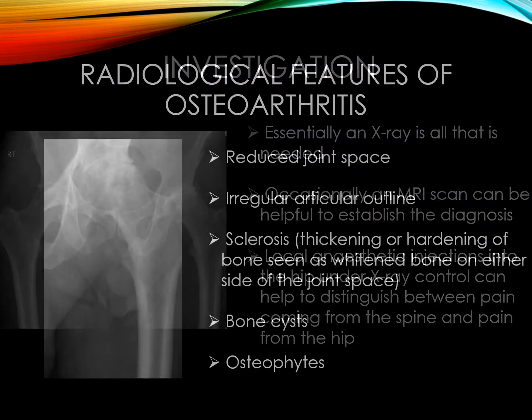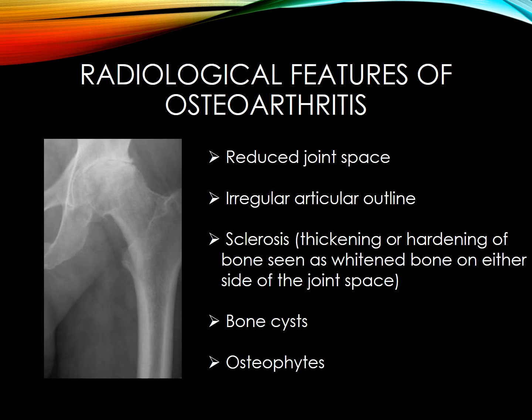appropriate. Now, the radiological features of osteoarthritis we've sort of mentioned, but it's worth mentioning again. It's reduced joint space, irregular articular outlines, sclerosis, which is thickening and hardening of the bone, seen as a whitened bone on an X-ray, bone cysts and osteophytes.